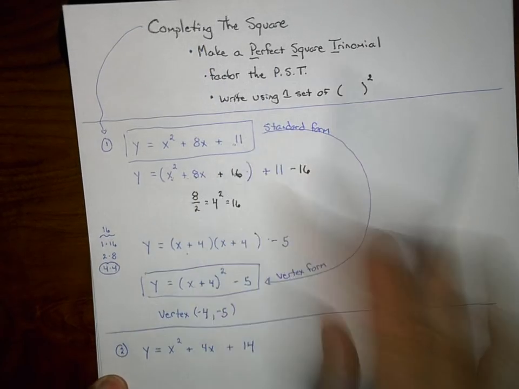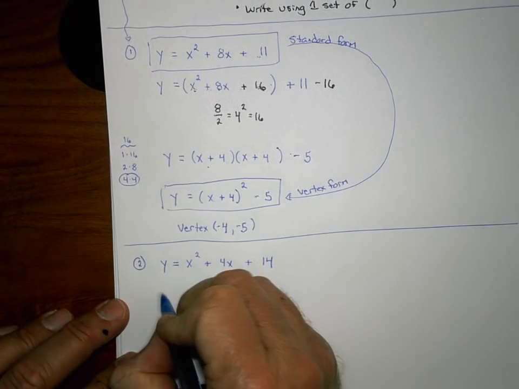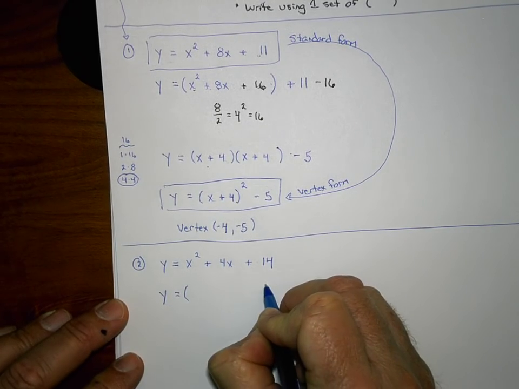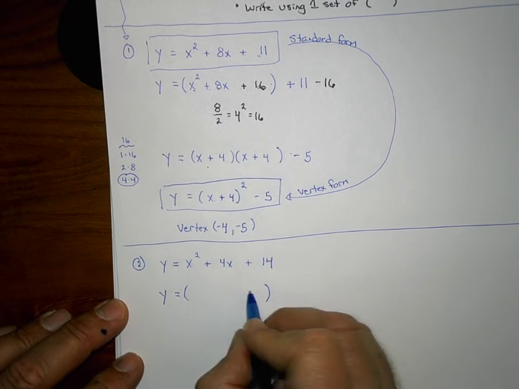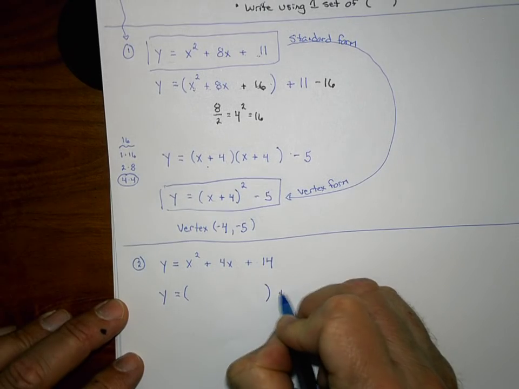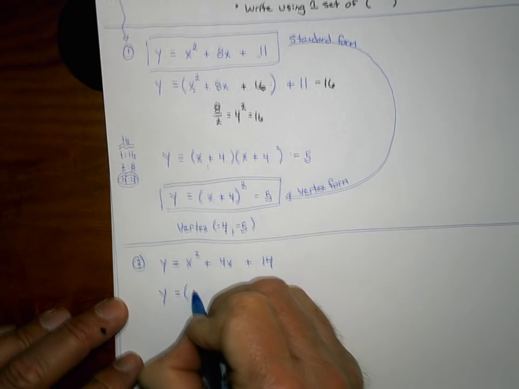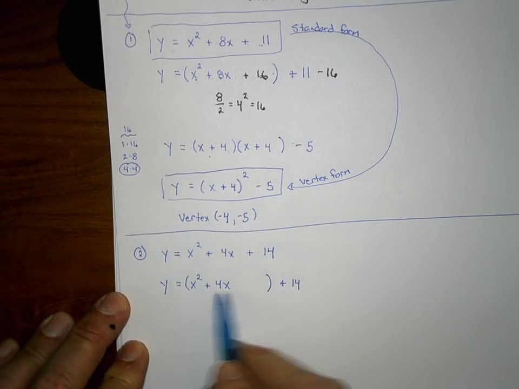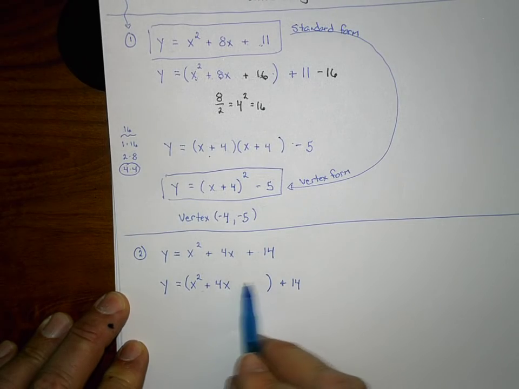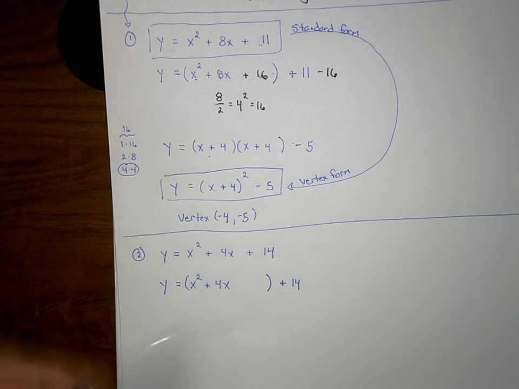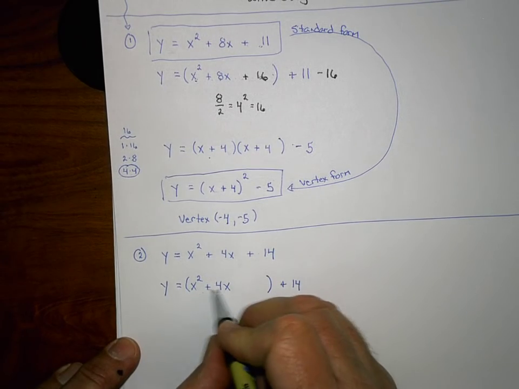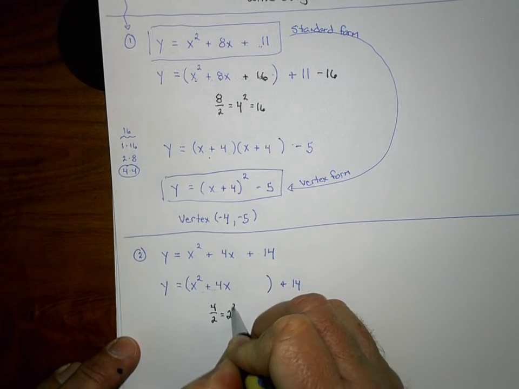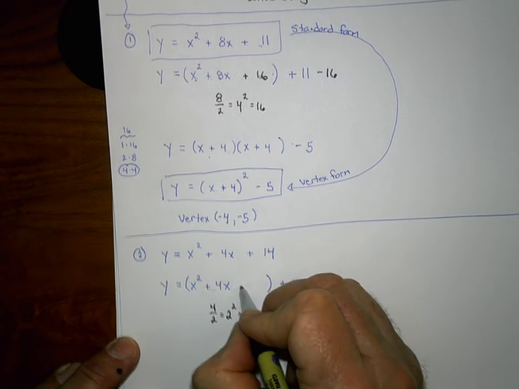The first thing I do is make a perfect square trinomial. Remember, we leave the y alone, we leave the equal sign alone, and we write a parentheses, leaving a lot of space. You take the last term, plus 14, and put it outside the parentheses. You take the x squared and the plus 4x and put them inside the parentheses. Now, inside the parentheses, we fill in to make this a perfect square trinomial. How do I do that? I take my middle term, which is 4, divide it by 2, which gives me 2, and then square it. 2 squared is 4, so I put a plus 4 here.